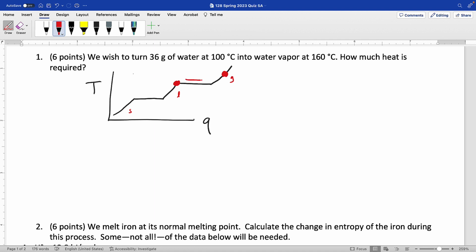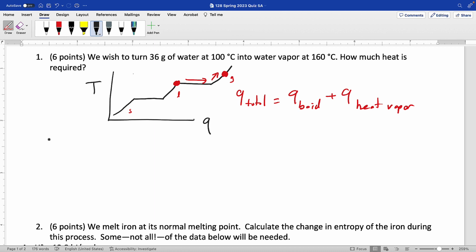So that tells us that we have two different processes, which means we're going to have two different terms here. So the Q total is equal to Q boil the water plus Q heat the vapor. So we've got to have both of those terms in there.